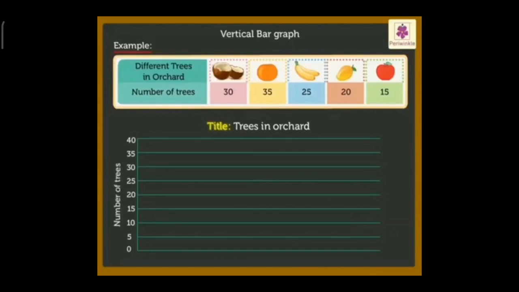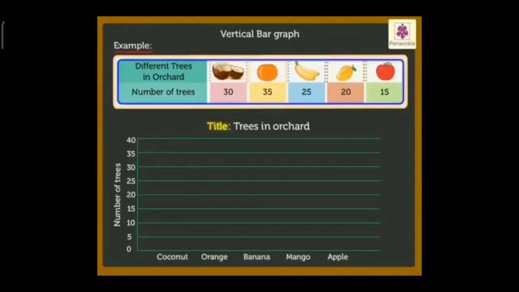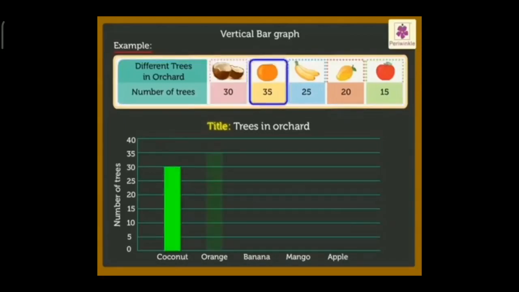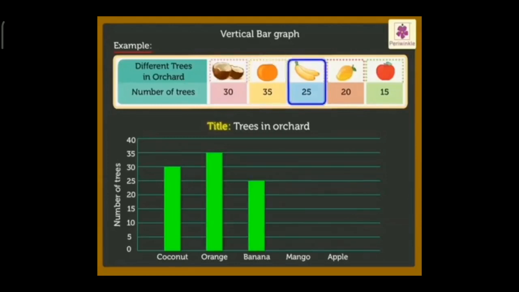Step 4, mark the labels on the horizontal axis. These labels represent the objects, that is coconut, orange, banana, mango and apple. Step 5, draw columns of the same width according to the data. Here coconut tree, orange, banana, mango and apple tree. We have represented it with a bar graph. So look, we have drawn a vertical bar graph which is of equal width.